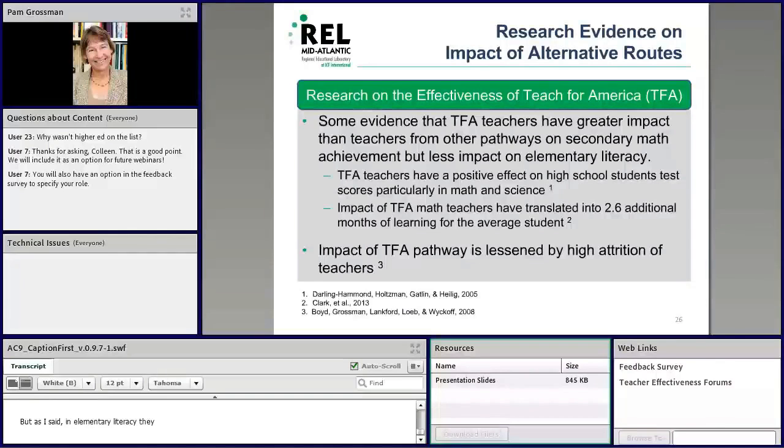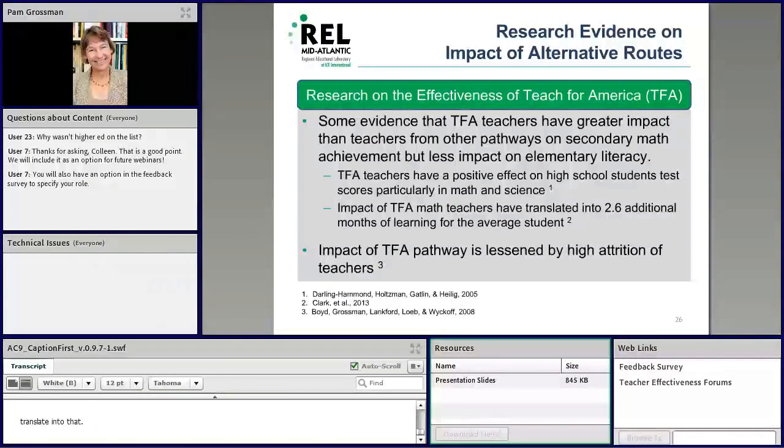And that may, again, have to do with the attributes of the people who are going through the program. One of the things we found is they're much more likely to have taken more math in high school. And so they come in with some mathematical strengths that may translate into that.